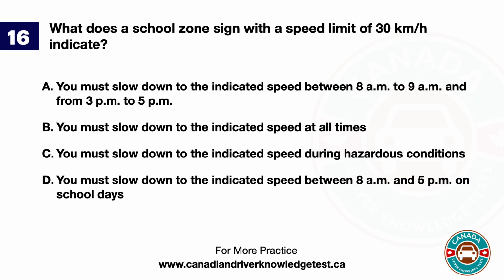Question 16. What does a school zone sign with a speed limit of 30 km per hour indicate? A. You must slow down to the indicated speed between 8 a.m. to 9 a.m. and from 3 p.m. to 5 p.m. B. You must slow down to the indicated speed at all times. C. You must slow down to the indicated speed during hazardous conditions. D. You must slow down to the indicated speed between 8 a.m. and 5 p.m. on school days. The answer is D. You must slow down to the indicated speed between 8 a.m. and 5 p.m. on school days.